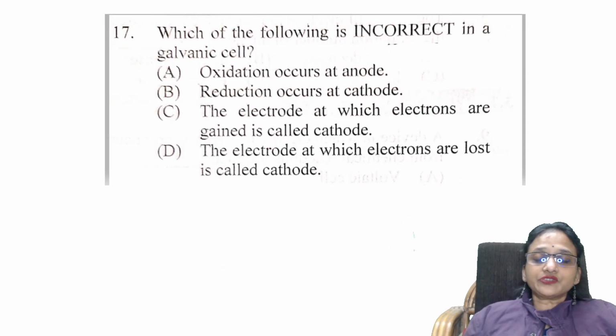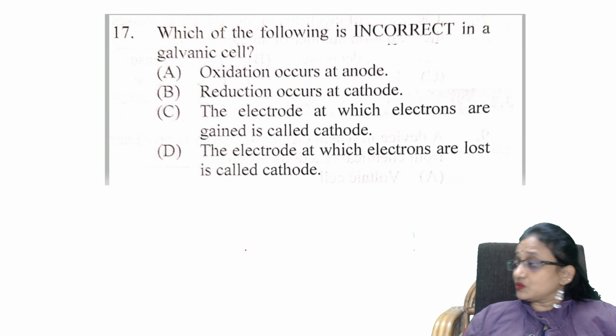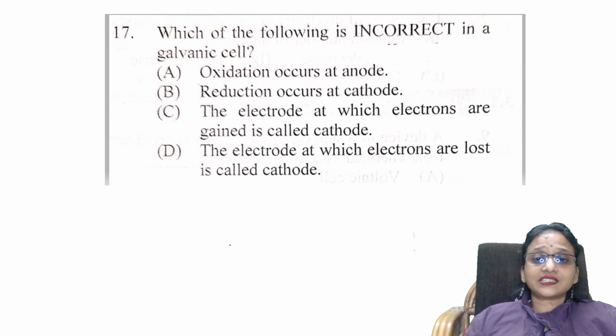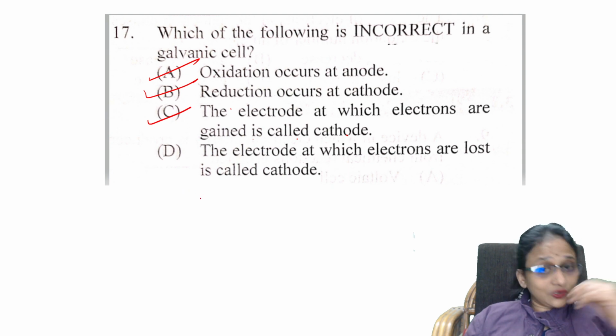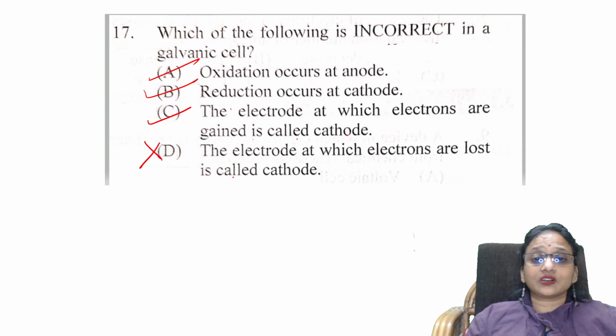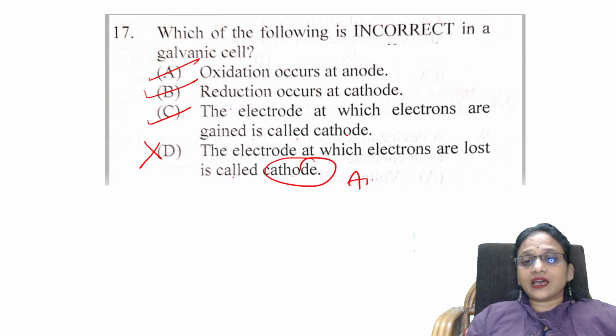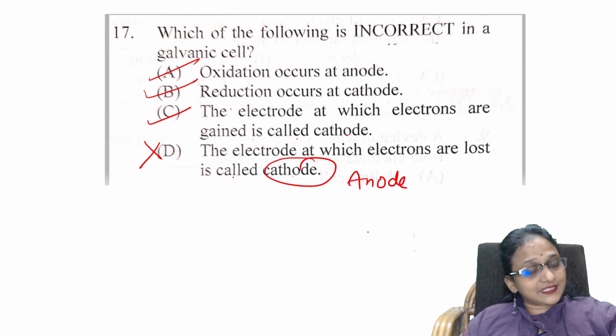Next question. Which of the following is incorrect in a galvanic cell? Galvanic cell is what, students? Basically, a redox reaction happens, correct? Oxidation occurs at the anode, it is right. Reduction occurs at the cathode, this is also right. The electrode at which electrons are gained is called the cathode, this is also right. The electrode at which electrons are lost is called the cathode, this is wrong. Electrons are lost, it should be anode. So the incorrect statement is this, correct?